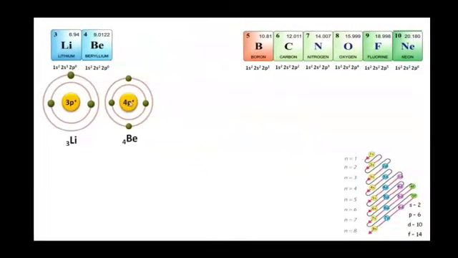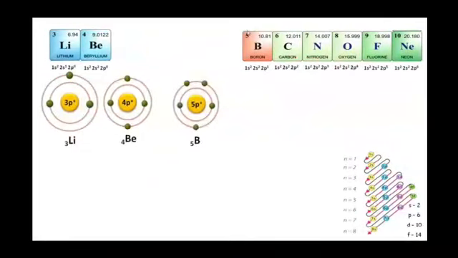Next, beryllium and its atomic number is 4. So, it has 4 protons and 4 electrons. So, in the second shell, we have 2 electrons and the charge of the nucleus also increases. It is 4 plus.